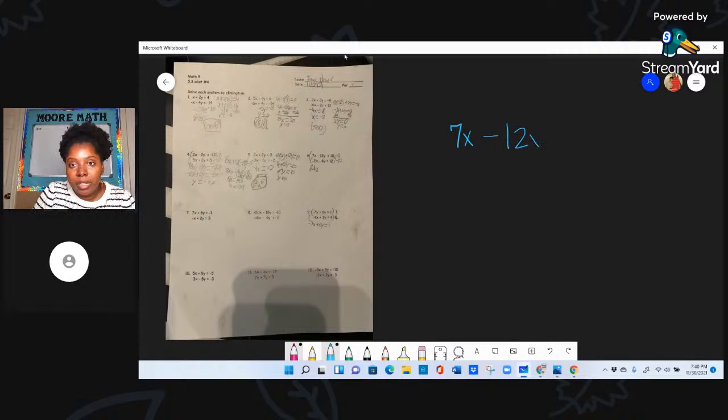Okay. So 7x minus 12y equals 10, and negative 2x minus 4y equals 12. Okay.